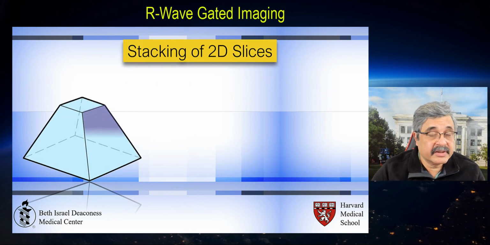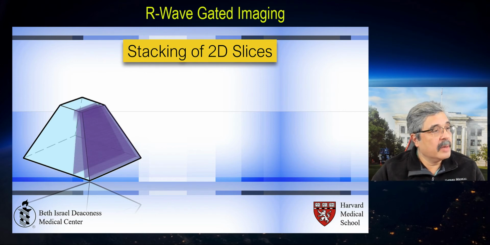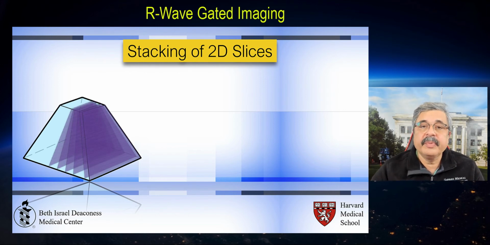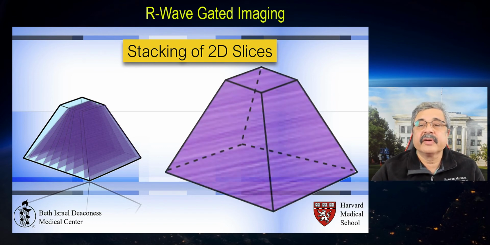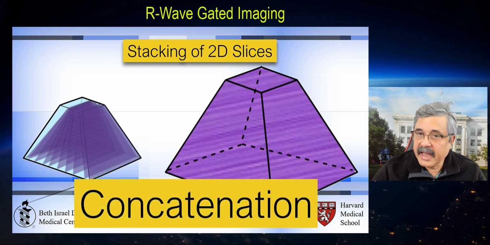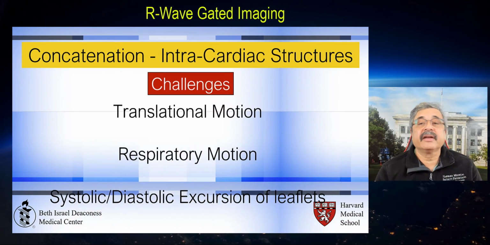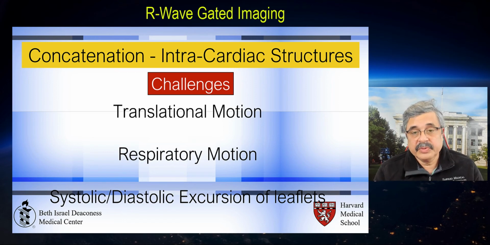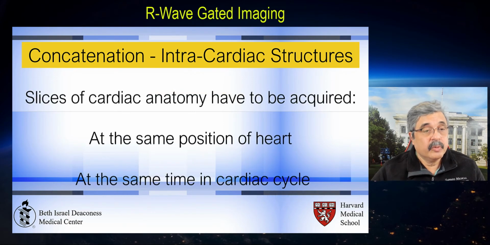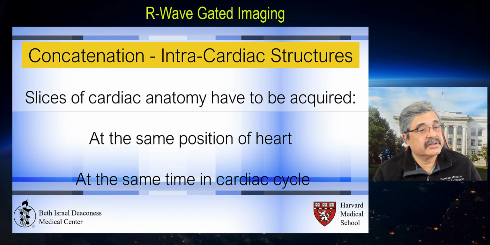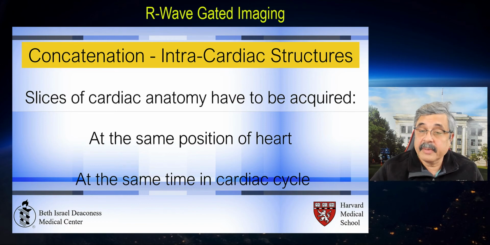What it consists of is stacking of 2D slices, one on top of each other, and then once they have all been acquired in a certain frame of time in a certain space, they're all put together to create a volume, and that is referred to as concatenation. Now, the challenges of concatenation of intracardiac structures are significant, which means there's a translational motion of the heart, there's respiratory motion as the patient is breathing, and finally, there's systolic and diastolic excursion of leaflets that is happening continuously, and you have to account for that, which means to concatenate intracardiac structures, you have to acquire slices of cardiac anatomy that are at the same position of the heart and at the same time in the cardiac cycle.